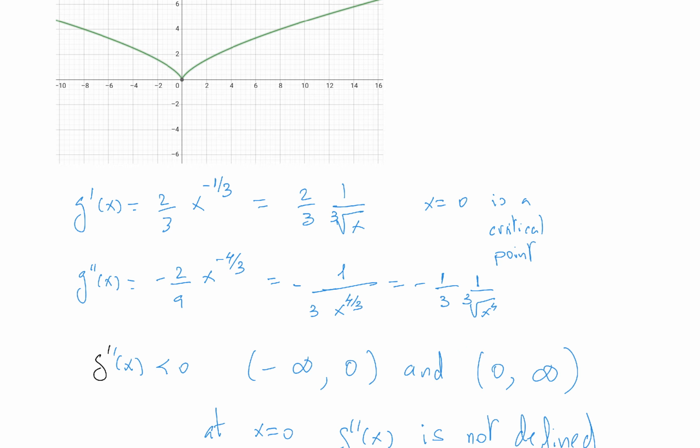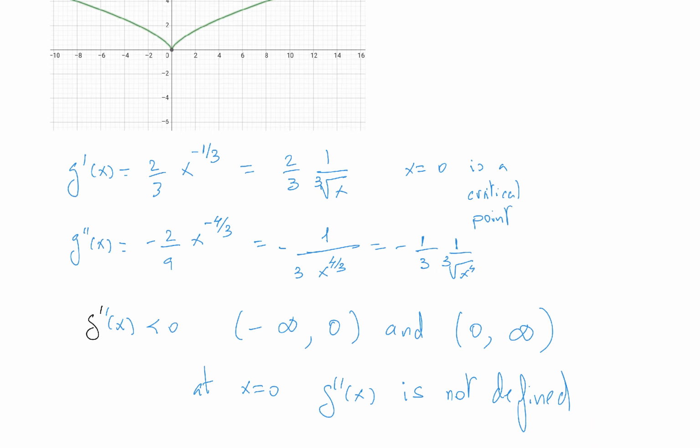And also, if I plug in x equal 2, it will be positive, so this will be a negative number. So it's concave downward and concave downward also. So it's always concave downward. And at x equals 0, the second derivative is not defined.